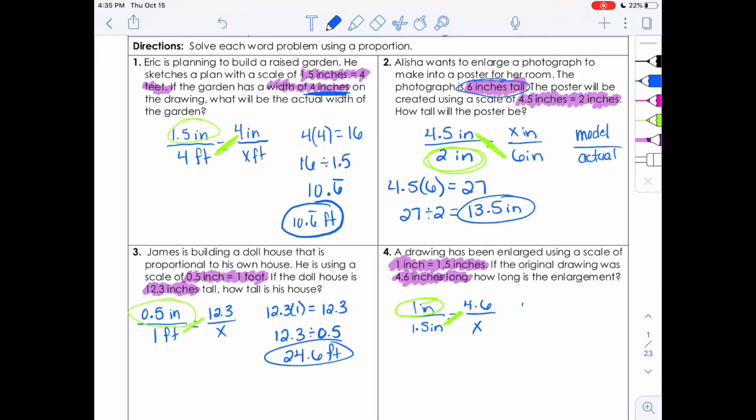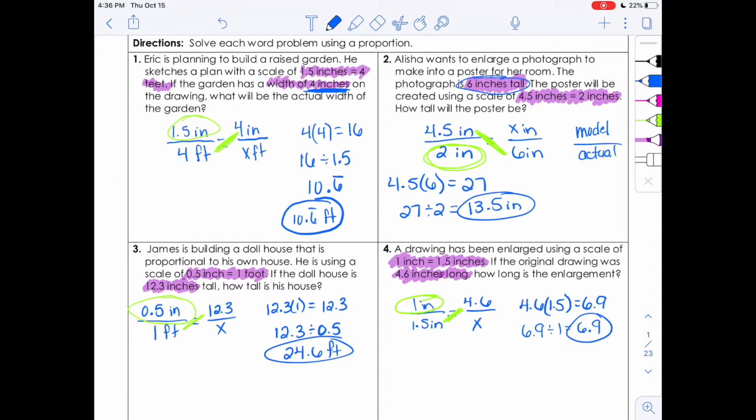Once we have it set up correctly, it's simply a matter of cross multiplying and divide. So cross multiply 4.6 times 1.5, and go ahead and use a calculator to do that. And we get 6.9. Then 6.9 divided by 1 is 6.9. And again, thinking about, does my answer make sense? The original drawing was 4.6 inches, and it got enlarged, which means it gets bigger. So 4.6 to 6.9 would make sense.